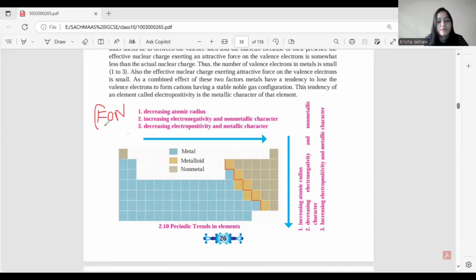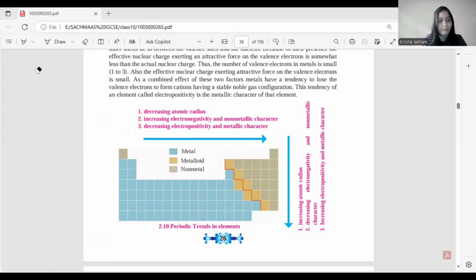Phone means what? Fluorine, oxygen, and nitrogen. I know the spelling is wrong, but you have to remember it like that. Phone means fluorine, oxygen, and nitrogen. So F is the highest electronegative element in the periodic table. Oxygen is the second highest, and nitrogen is the third highest electronegativity element in the periodic table. So remember this as 4. Okay, everybody, I hope this is all clear to you all. And the chapter is done.